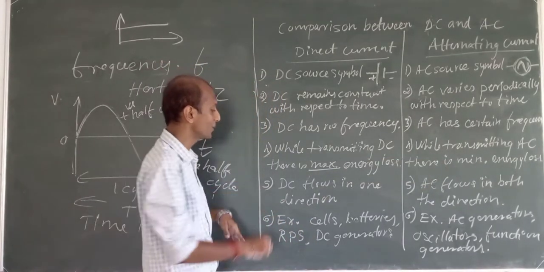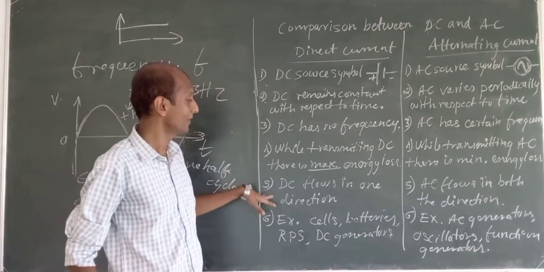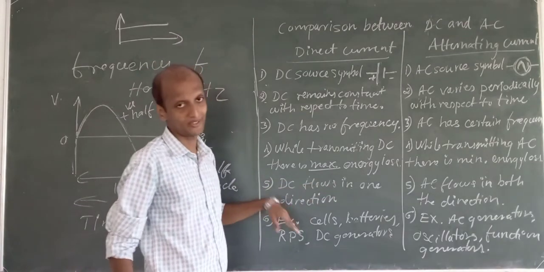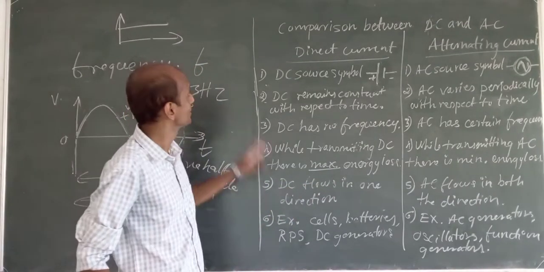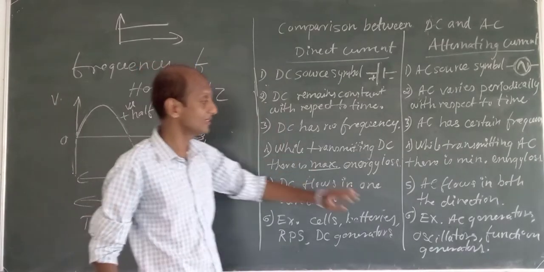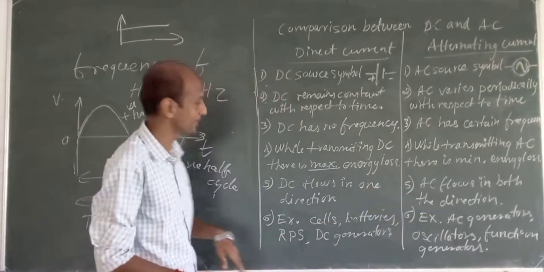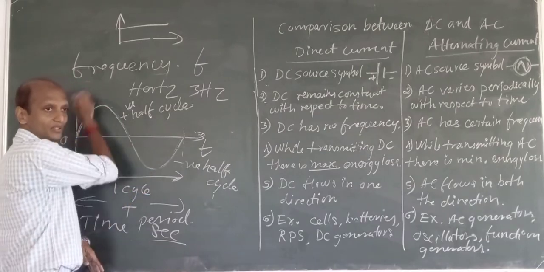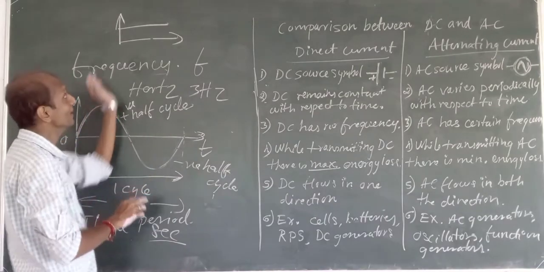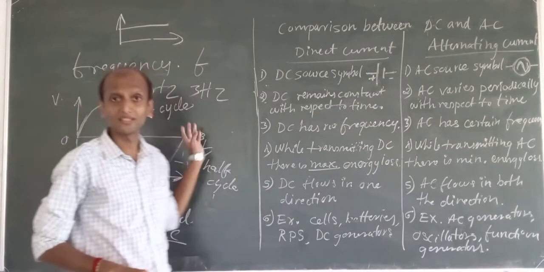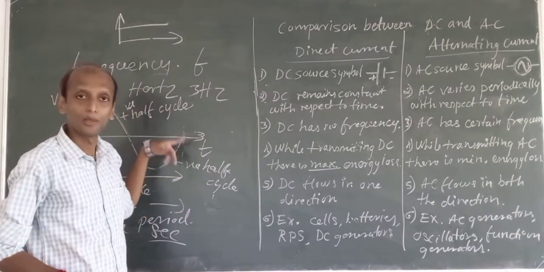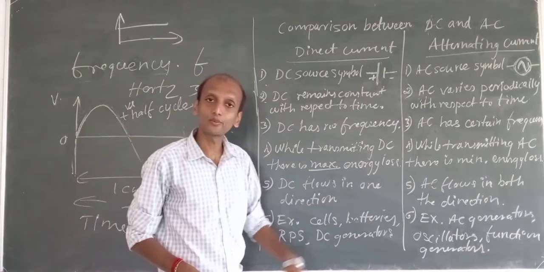Now coming to the fifth point, DC flows in one direction. We know this, isn't it? DC flows in only one direction. AC flows in both directions, positive direction and negative direction. This is one of the very important points, to be written as a difference.